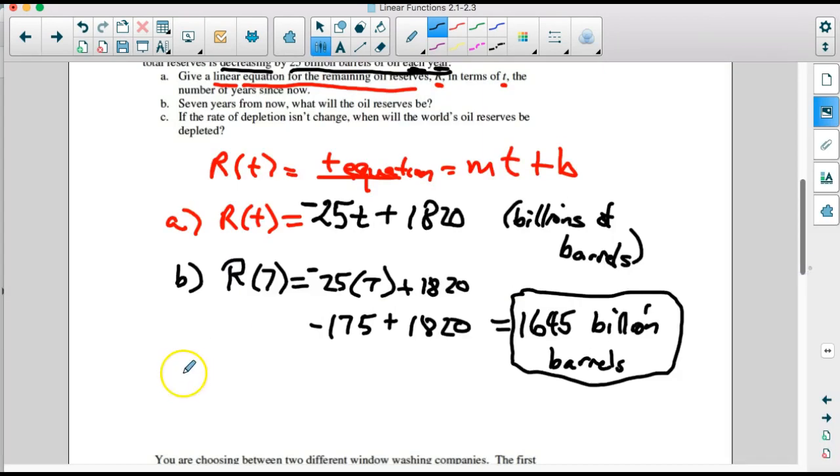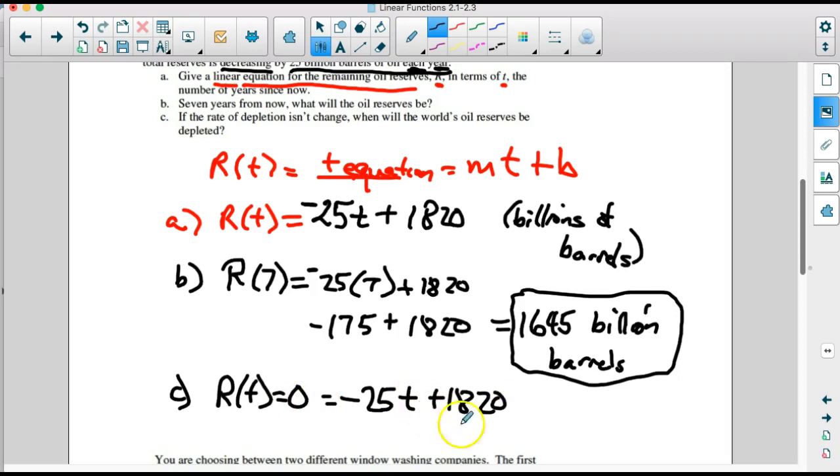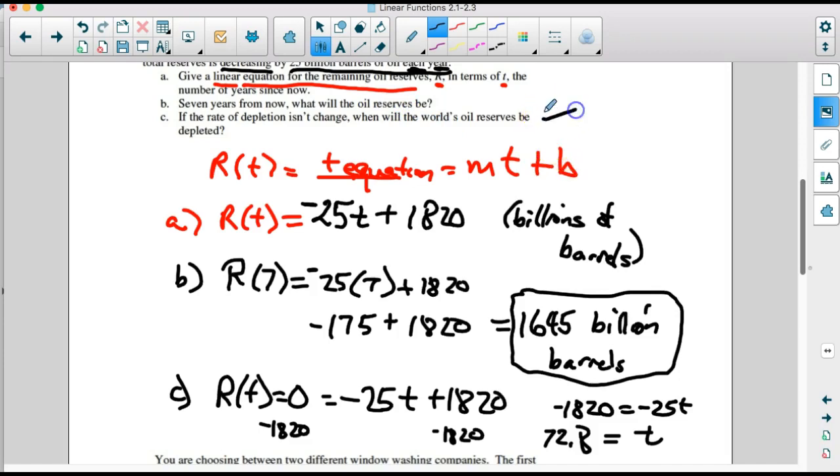Okay, so that's the answer for part B. In 7 years, there'll be that much remaining. Now, in part C, they want you to find when the depletion happens. So that means R of T is going to equal 0, which means that you'd write negative 25T plus 1820 equals 0 and then solve. So we subtract 1820. We get negative 1820 equals negative 25T, and we divide. And we get 72.8. So that means for part C, it's going to be within the 72nd year. The answer to this one is 72.8 years from now.